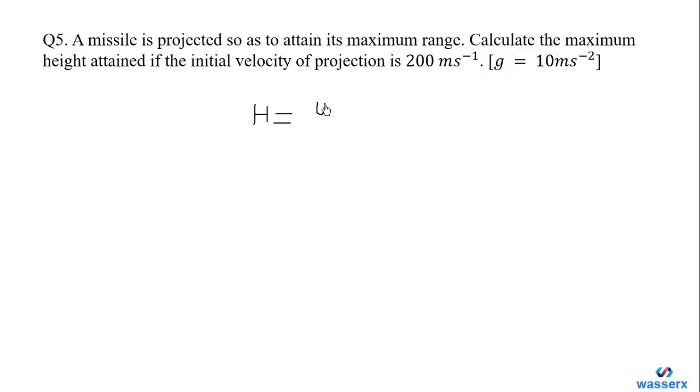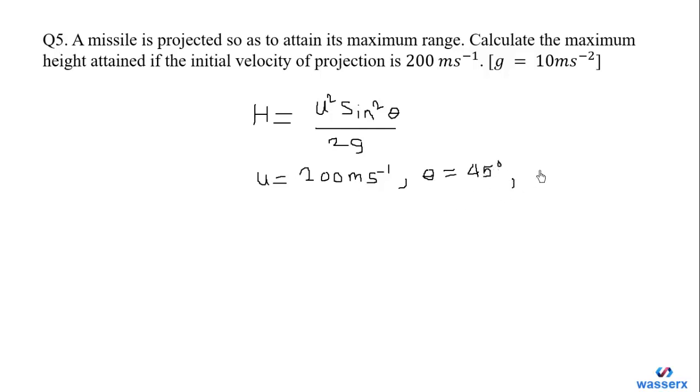So we are going to use the formula h is equal to u squared, where u is the initial velocity, sine squared theta, where theta is the angle of projection, all over 2 times gravity due to acceleration. From the question, the initial velocity u is equal to 200 meters per second. Also, we can infer that the angle must be 45 degrees since it must attain maximum range. Then the gravity due to acceleration is given as 10 meters per second squared.